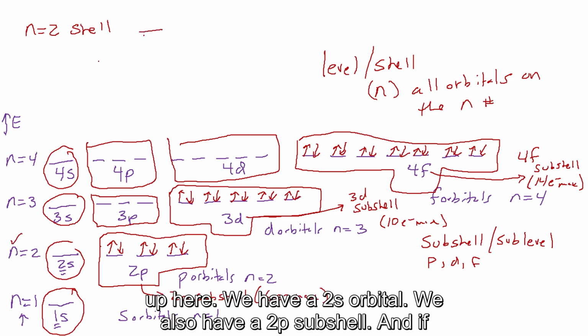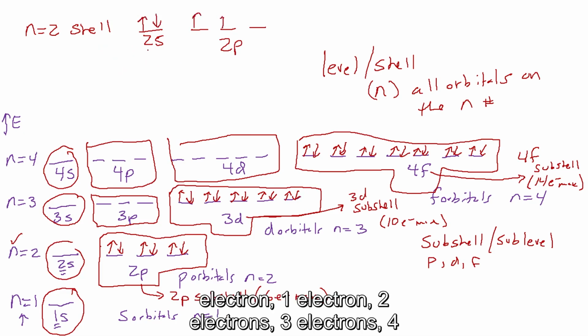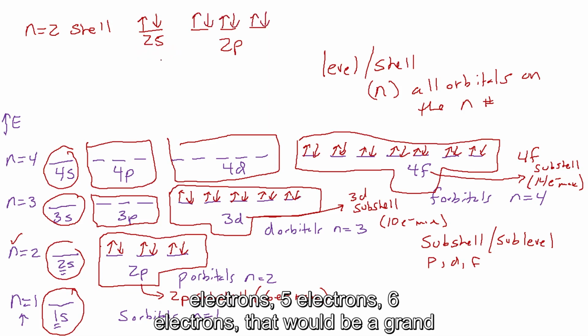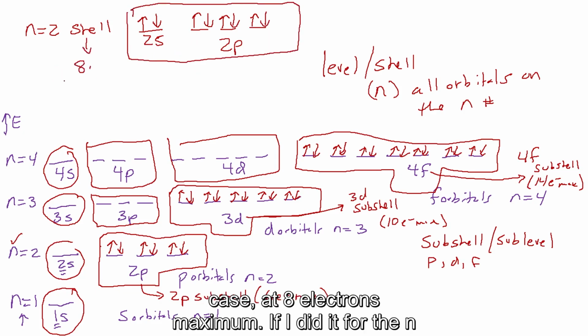We have a 2s orbital. We also have a 2p subshell. And if we were going to fill up that entire shell, 1 electron, 2 electrons, 1 electron, 2 electrons, 3 electrons, 4 electrons, 5 electrons, 6 electrons, that would be a grand total of everybody on that shell. It would max out in this case at 8 electrons maximum.